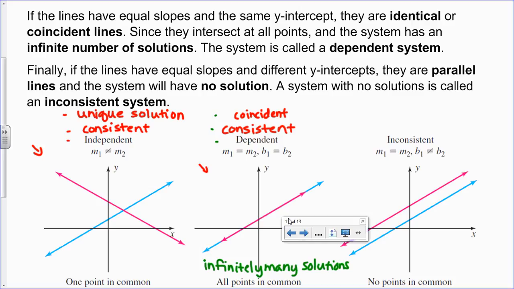Okay, if the lines are parallel, then they have the same slope, different y-intercepts. But since they have the same slope, they will never intersect. So they are called inconsistent. Inconsistent. And that is the only word you need for these, inconsistent. This happens when you're solving and your x and y's both cancel, and you get a false statement. Therefore, there is no solution. Again, the only word you would need to write would be inconsistent.